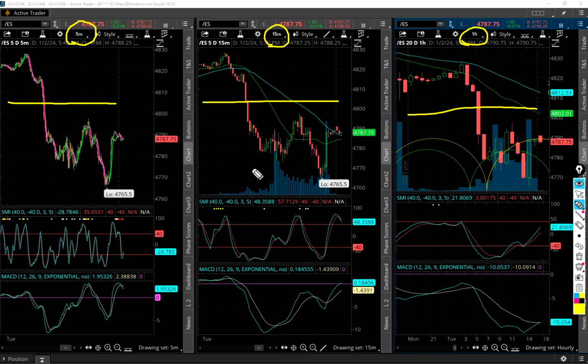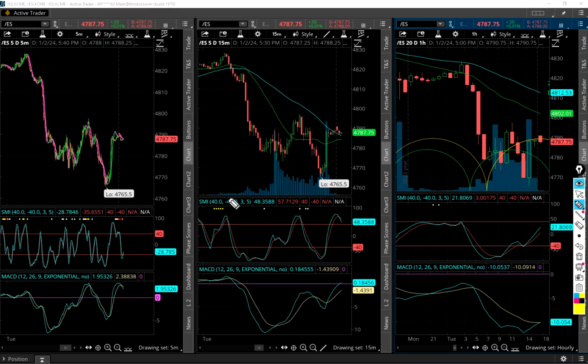Okay, how do we know that this day was weak? And I'm not looking at price. I'm not looking at the candlesticks necessarily, okay? How do we know that? Because a lot of people struggle with this. They literally struggle with, well, how do I know what direction to trade in? Okay, let's just look at the SMI and the MACD for each of these.